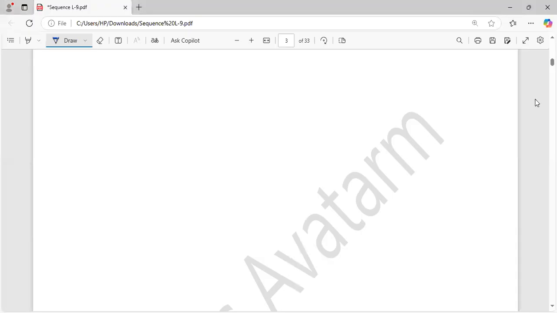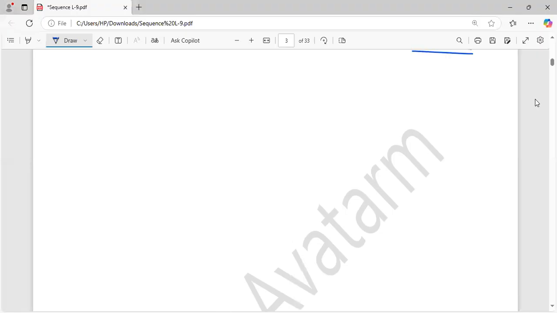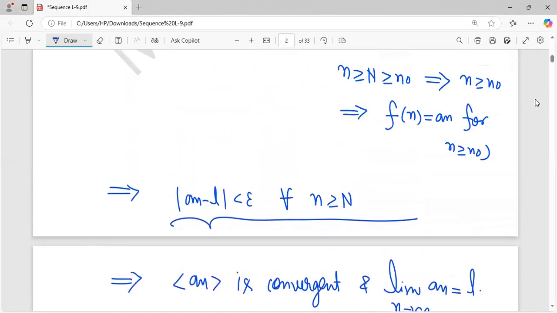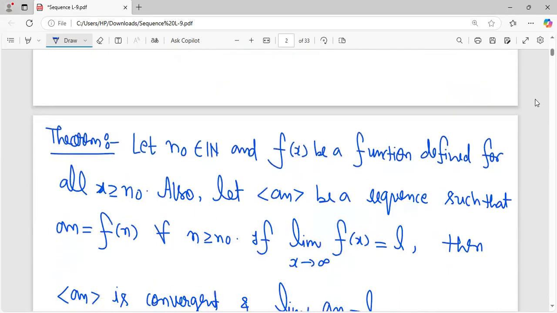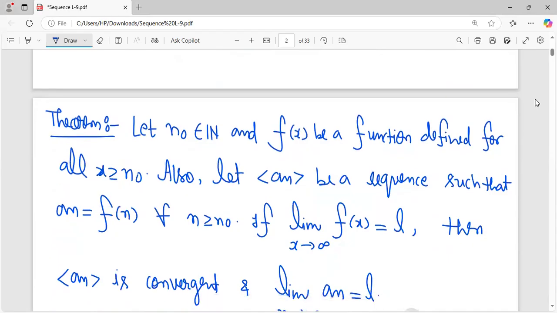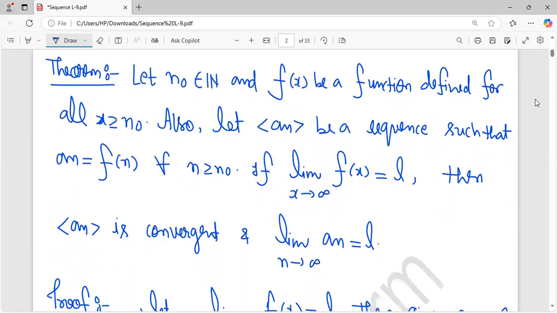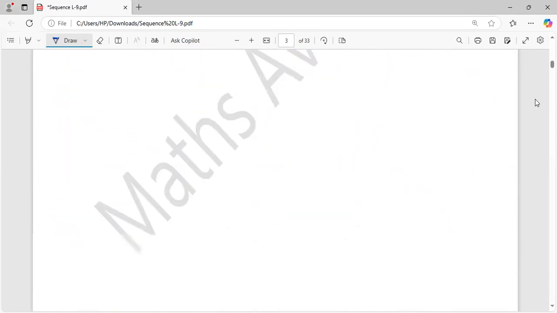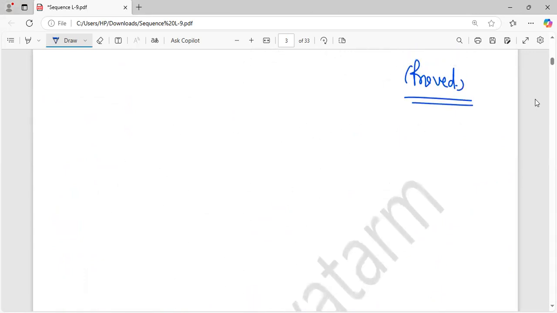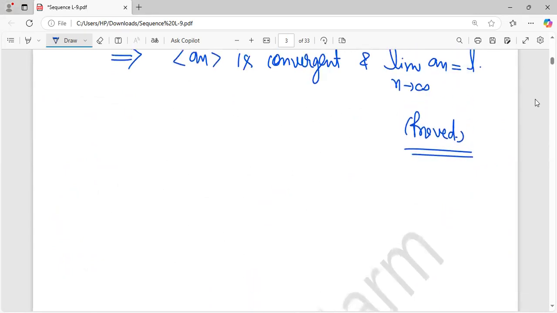Good evening, everyone. In the last lecture, we studied a theorem. Let me recall it. Let n0 belong to N, and let f(x) be a function defined for x greater than n0. Also, let (a_n) be a sequence such that a_n is equal to f(n) for all n greater than n0. If the limit of f(x) as x tends to infinity is L, then a_n is convergent and the limit of a_n is L.